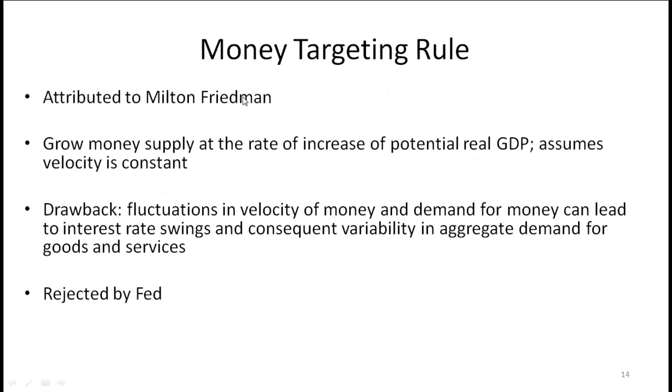Number 2, the money targeting rule, is attributed to a famous economist, Milton Friedman. According to the money targeting rule, you should grow the money supply at the rate of increase of potential real GDP. This assumes that velocity is constant. So this is very similar to what we just saw, and hence the drawback is also similar, which is that fluctuations in velocity of money and demand for money can lead to interest rate swings and consequent variability in aggregate demand for goods and services. This strategy is also rejected by the Fed.